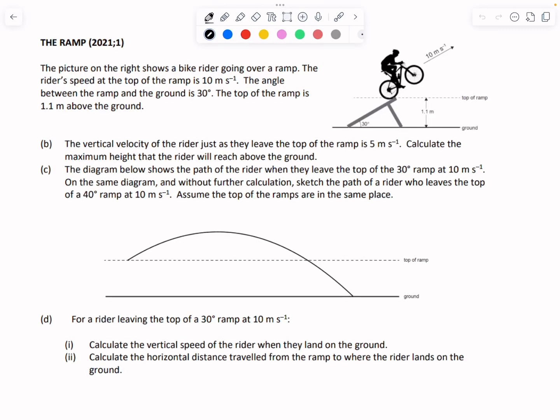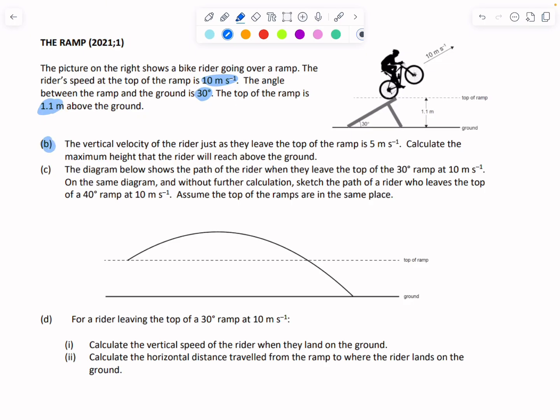2021 projectile motion, let's do it. The picture on the right shows a bike rider going over a ramp. The rider's speed at the top of the ramp is 10 meters per second. The angle between the ramp and the ground is 30 degrees. The top of the ramp is 1.1 meters above the ground.